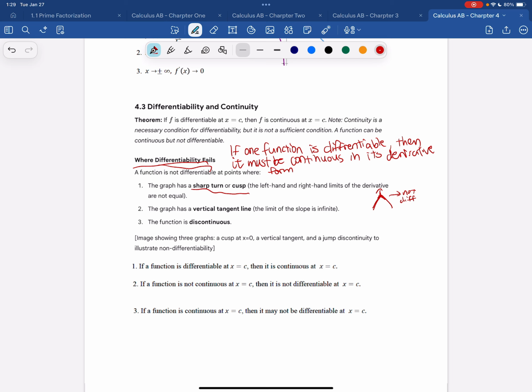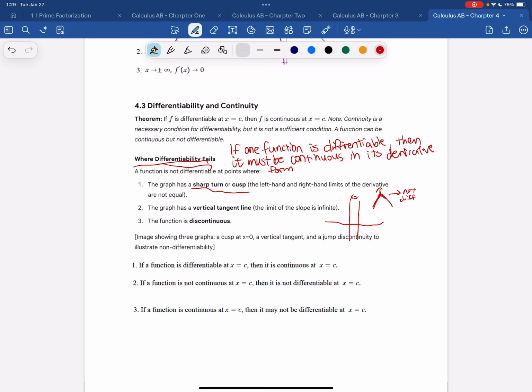And if the graph has a vertical tangent line like this, x equals c, or y equals c. Actually, y equals c is differentiable here. If it's x equals c, it's never differentiable, because you can't get a derivative of it, or it's going to be infinite. And if the function is discontinuous, then it's obviously not differentiable either. If the original function is already discontinuous, then its derivative is obviously going to be discontinuous as well.